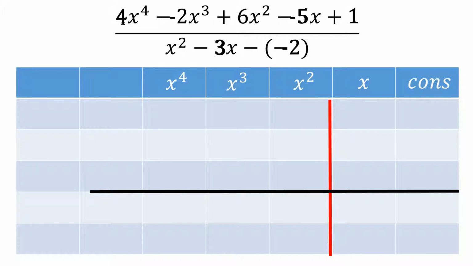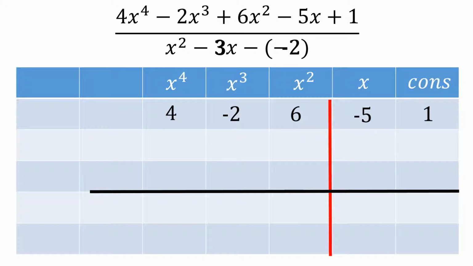Now that we have our expanded form, we can go ahead and build our table. And as shown here, we have our columns corresponding to the powers on x from the numerator. We have a black horizontal line to separate the work from the results. We have a red vertical line to separate the quotient numbers from the remainder numbers. So we'll go ahead and copy the coefficients from the numerator under their respective powers of x. So 4 will go under the x to the fourth column, negative 2 will go under x cubed, and so on.